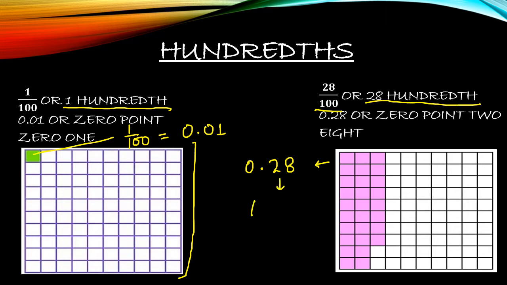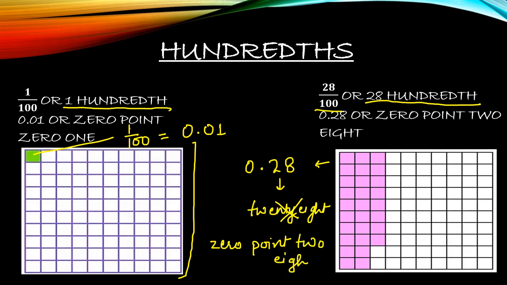We will not read it as 28. That will be wrong. This is read as 0.28. Each digit after the decimal is read separately.